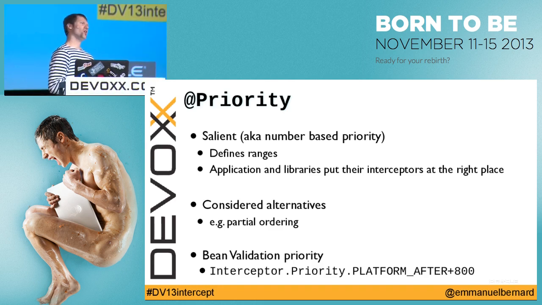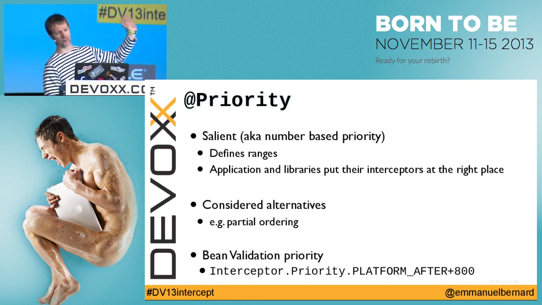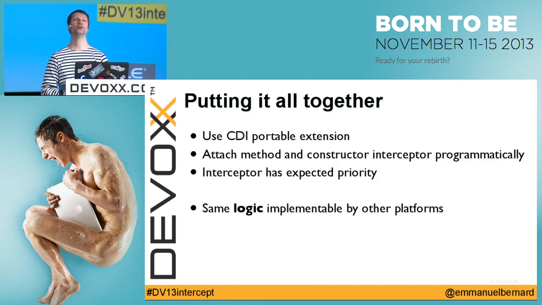We tried a more elegant solution saying, hey, bean validation interceptor should happen after the transaction and security, but it was quite complex to express and very verbose. Plus the algorithm to resolve those kinds of rules, and getting an order from a set of partial rules, can be quite hairy. So we decided to go for the simple approach that I think will work good enough. Just for the record, we are at platform after plus 800. We'll talk about that a bit later.